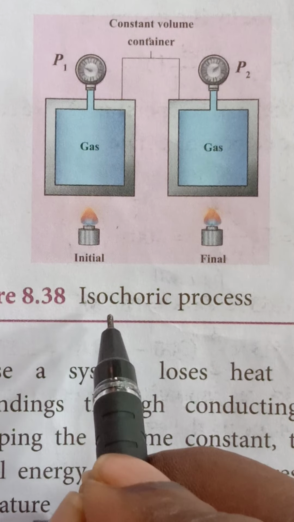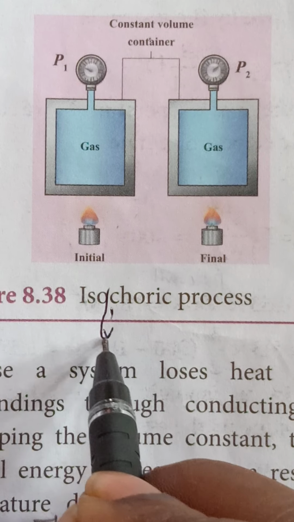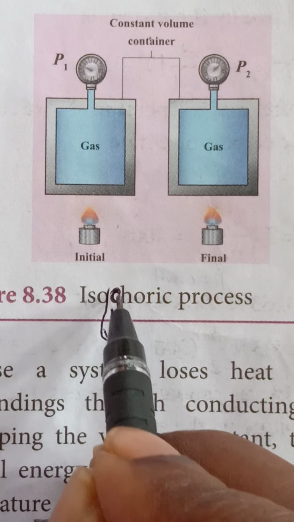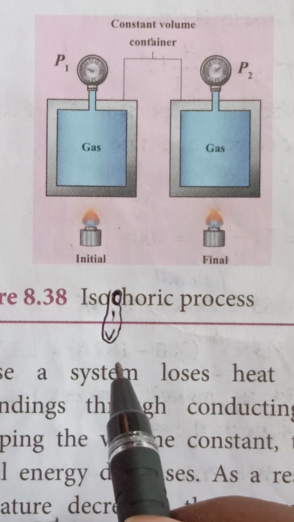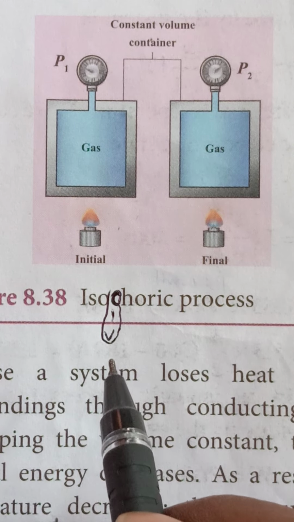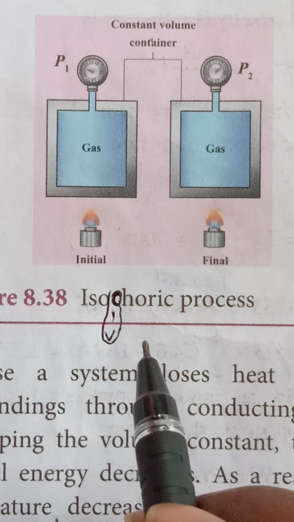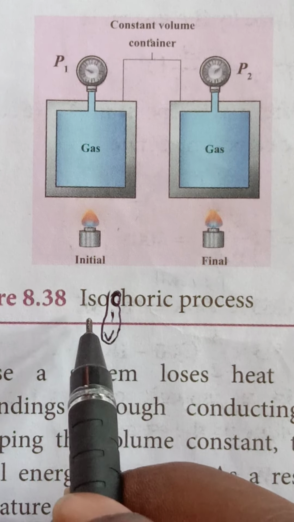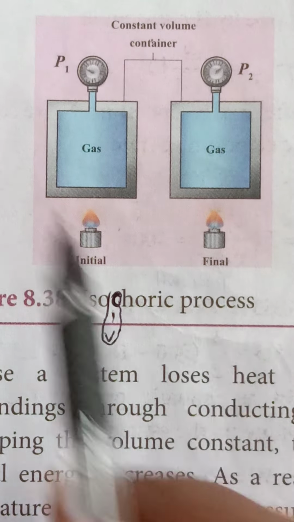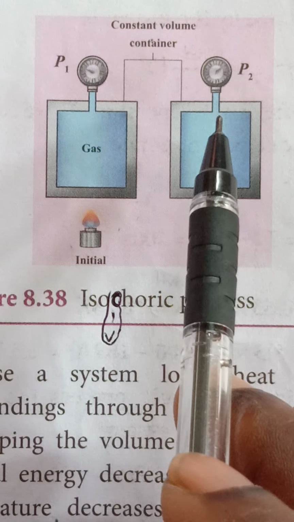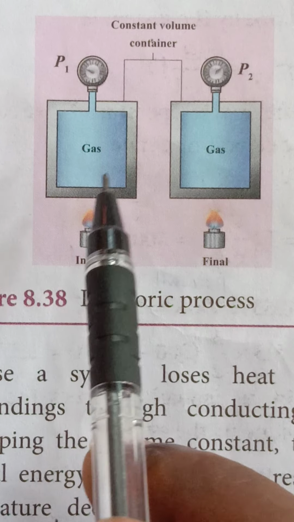So isochoric means, put C means V, say CV like that. Isochoric means volume is constant. In case of the isobaric process, you know, BP, pressure is constant. So it's easy to understand: isochoric means volume is constant, isobaric means pressure is constant. Here the volume is constant, but the pressure will increase.